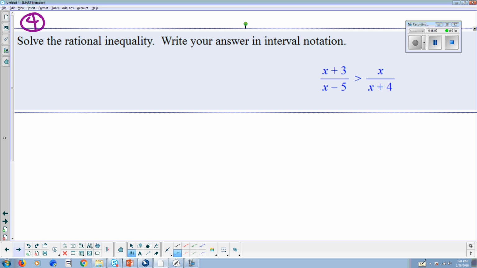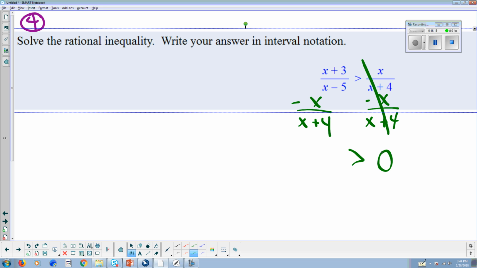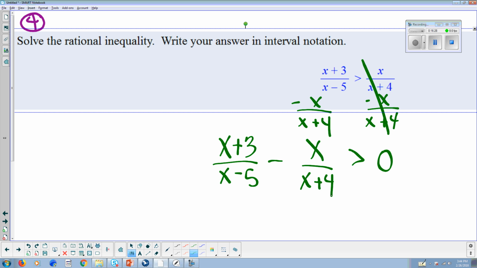Example 4, step 1, set it equal to 0. I'm going to subtract x over x plus 4 on both sides. That creates a 0. I have the fraction x plus 3 over x minus 5. Subtract x over x plus 4. I need a common denominator. Multiply the first one by x plus 4 over x plus 4. Multiply the second fraction by x minus 5 over x minus 5.